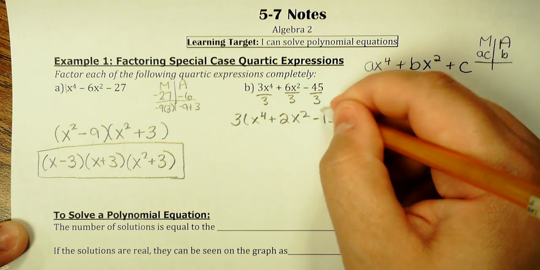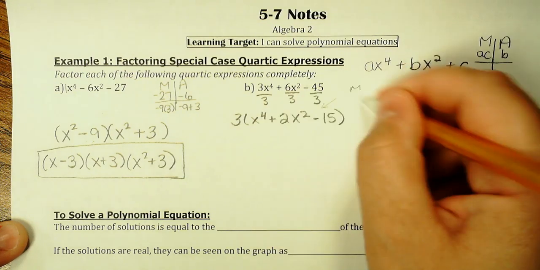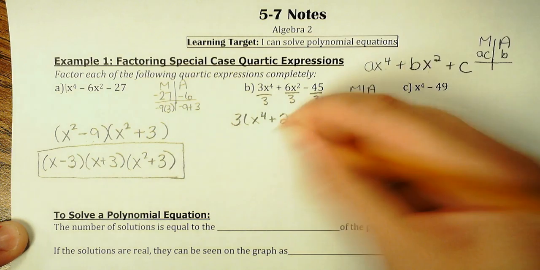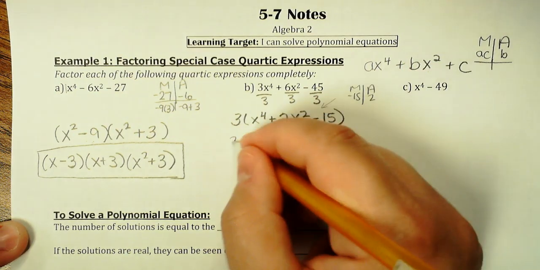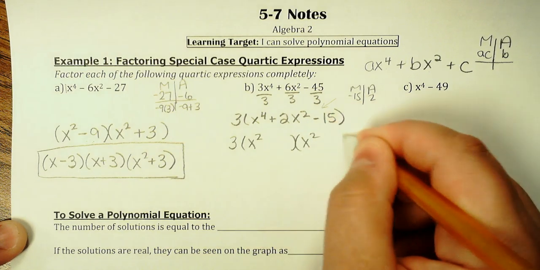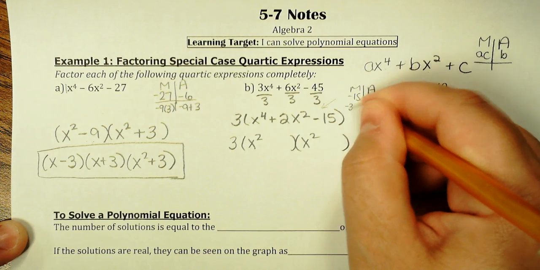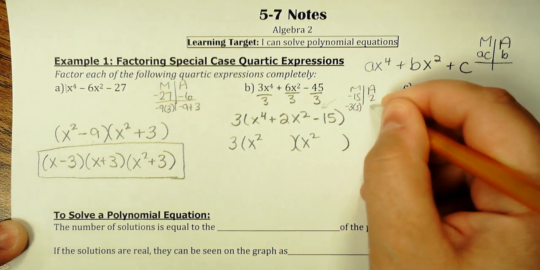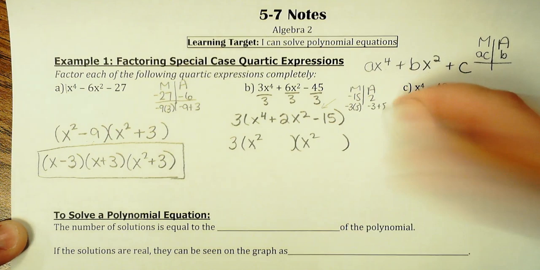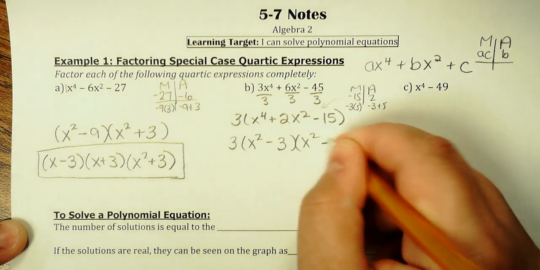Now, I'm just focusing on what's in the parentheses. I need to multiply 1 times negative 15, and I want to add to get 2. So I'm going to start each of the factors out with an x squared, and those two numbers we're going to use, negative 3 and 5, would multiply to give you negative 15. Negative 3 plus 5 is 2. So make one of them a minus 3. One of them a plus 5.